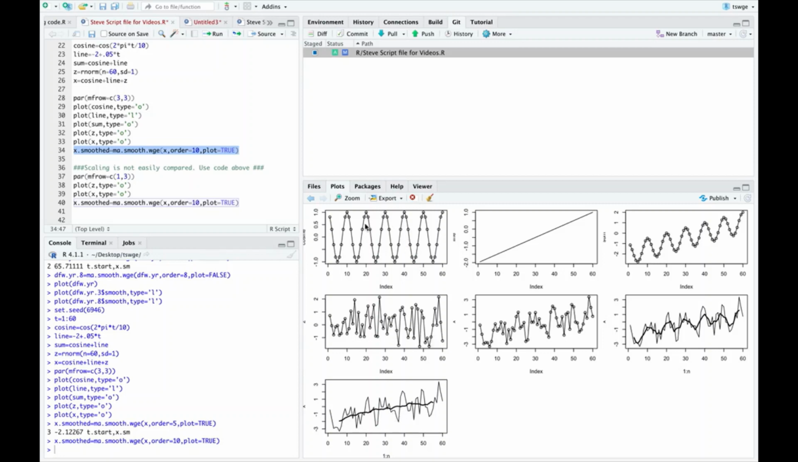Recall that the period of this cosine curve was 10, and we did a smoothing, MA smoother of order 10. And when you do that, you completely eliminate the cosine behavior, the cyclic behavior, and you're just left with the trend piece. So that's a really good illustration of how that works. Okay, let's do one final example.